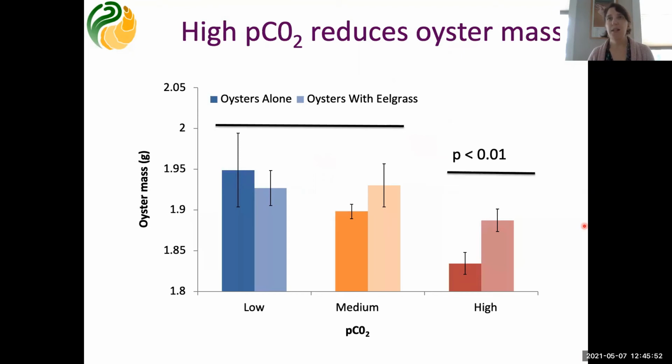We did find that high PCO2, not surprisingly, reduced oyster mass. So in blue are, again, low, medium, and high PCO2. And there was no effect of the eelgrass, though we did see it modulated the PCO2 in the treatments, and I don't have time to really go into that data. I don't think it modulated it enough.